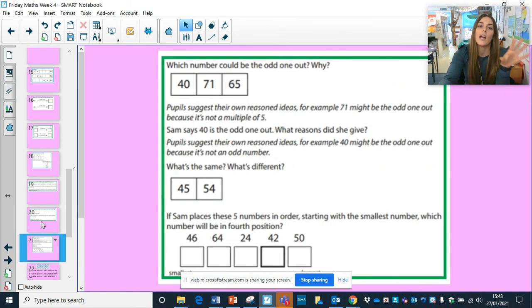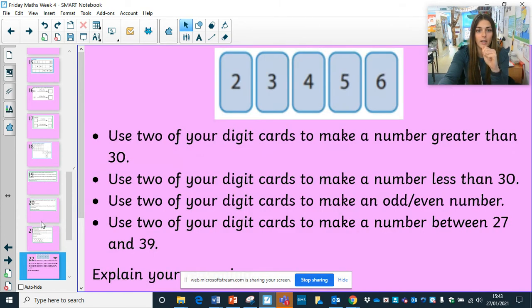And then here you've got some more questions again. These are all real deep thinking questions. So which number could be the odd one out and why? What's the same? What is different? And there's some ordering again at the bottom there. And then there's a fun activity here with some digit cards which you can use.